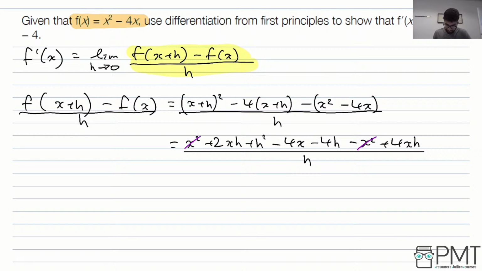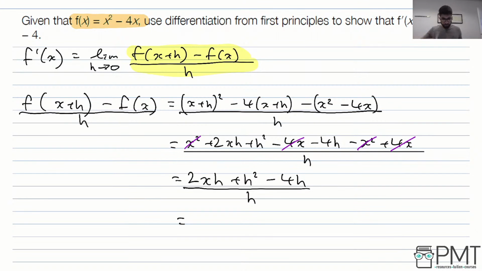This will cancel that term. Then the 4x's should cancel. This doesn't have an h there, so the 4x cancels this term. So we have got 2xh plus h squared minus 4h over h. And then we simplify this. You divide each term by h. We end up with 2x plus h minus 4.